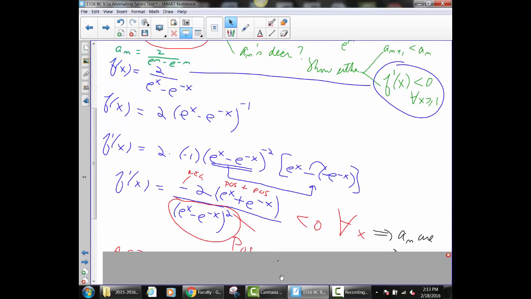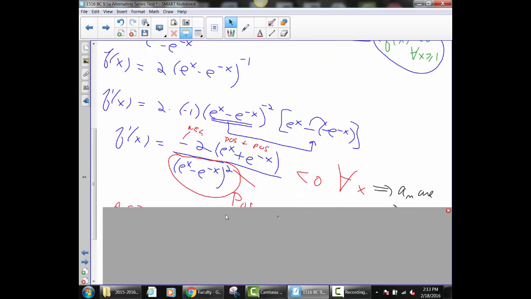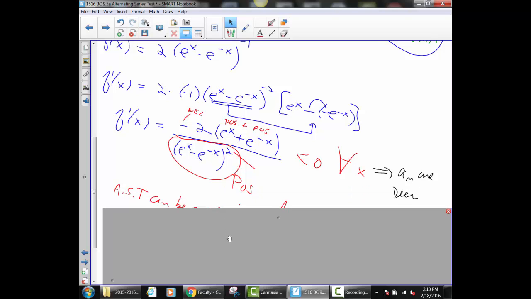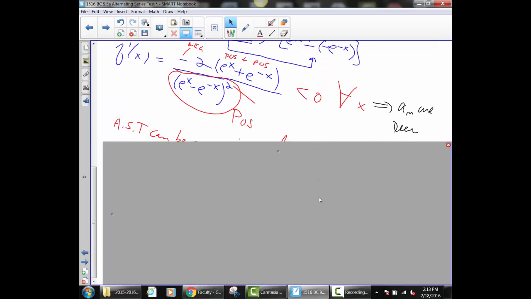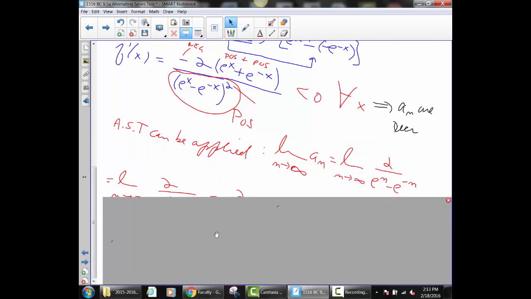So what will happen is it will be negative 2. This becomes e to the x plus e to the negative x, and this goes down, and the exponent becomes positive. And what happens is the denominator, of course, is always going to be positive because it's squared. E to the x will be positive, e to the negative x will be positive. So as it turns out, this derivative is always negative, and therefore a_n is decreasing. So we can apply the alternating series test.